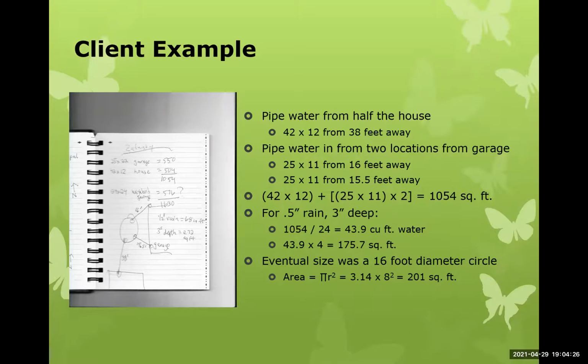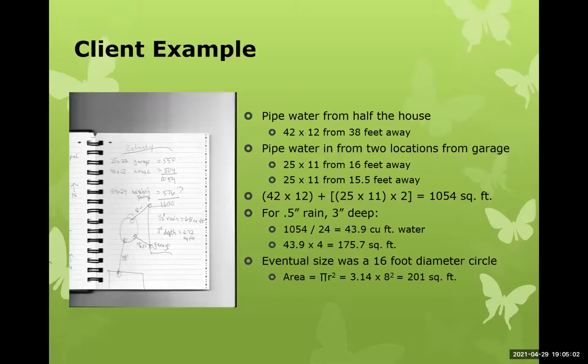We want to first figure out the volume of water coming off the roof. So 1,054 square feet, and a ½ inch of rain is a 24th of a foot. So 1,054 times 1/24, or divided by 24, gives us about 44 cubic feet of water. And so at 3 inches deep, which is a quarter of a foot, you take the volume of water and multiply it by the inverse of a quarter, which is 4. So the rain garden should be 175 square feet.